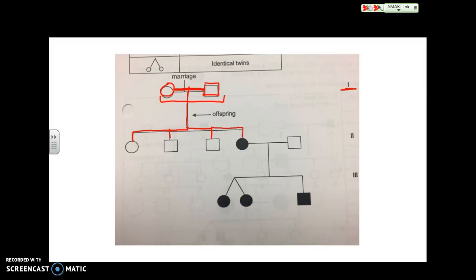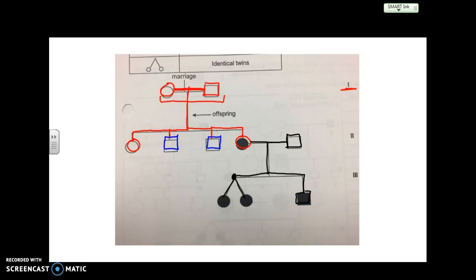So how many daughters did they have? 2. And how many sons did they have? 2. Daughter, daughter, and then a son and a son. The other thing you might notice is that one of their children had a relationship that ended up with 3 children. These children over here were identical twins, so they come from the same point, and then they had another offspring here.